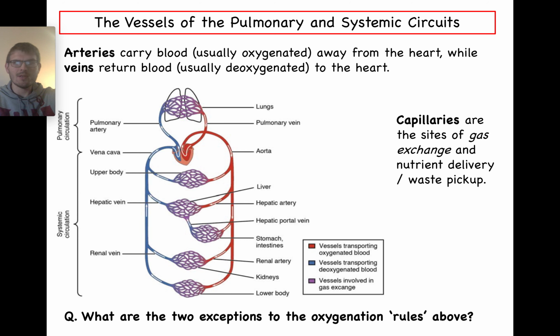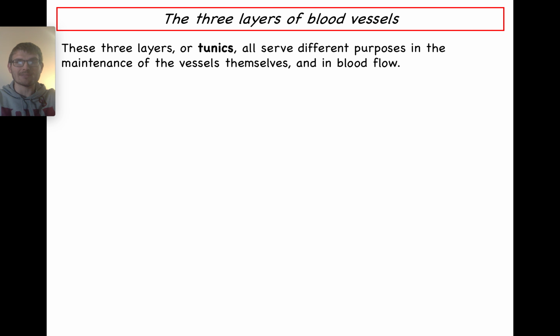So I mentioned the two exceptions to the oxygenation rules from above. We covered this in chapter 19, so if you don't quite remember this, I suggest you go back to chapter 19 and review that. So let's take a quick peek at the structure of different types of blood vessels.